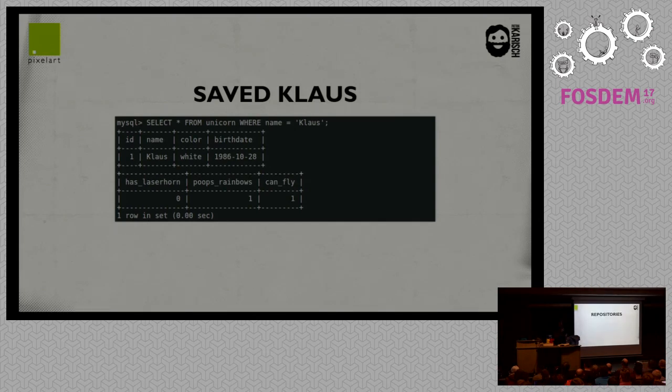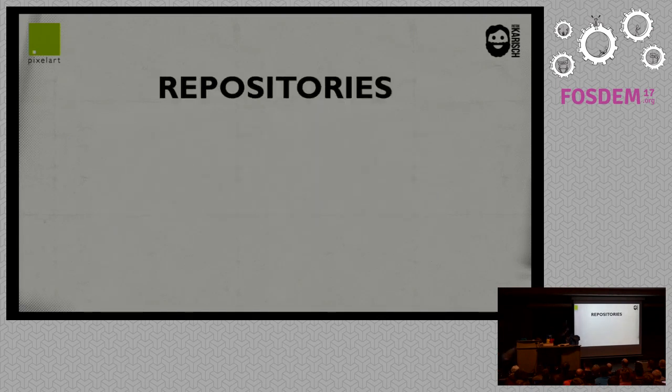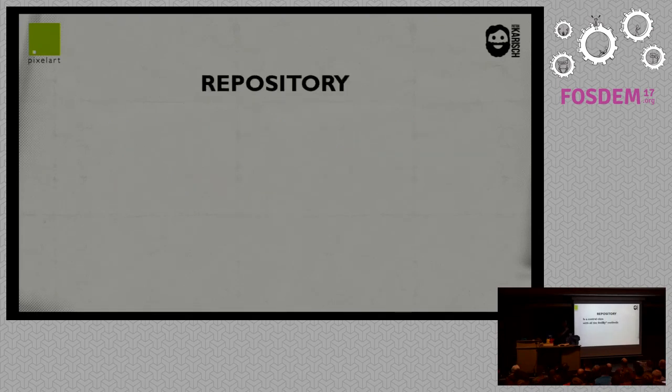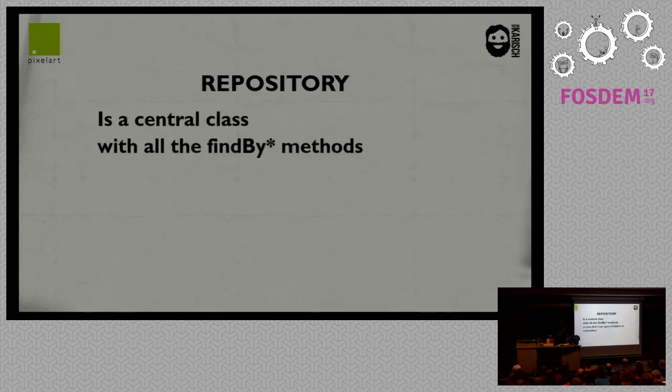And now to the problem. In an ORM, you have repositories. Who is writing repositories with advanced methods? Not that many. What is a repository? The official definition is that it mediates between the domain and data mapping layers using a collection-like interface for accessing domain objects, blah, blah, blah. It's the official definition by Martin Fowler. So a repository class is a central class for your unicorn model, or any other entity, with all the find by methods, find one, etc.